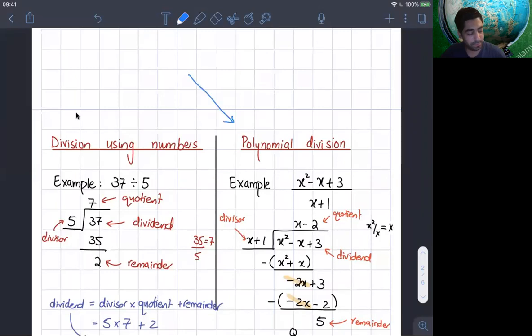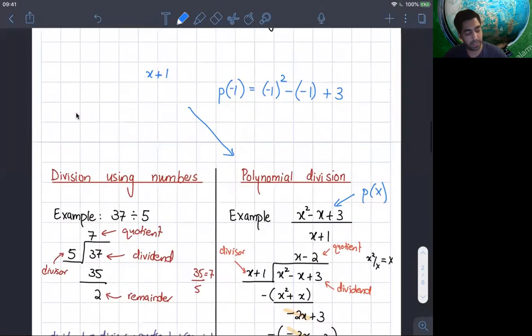In this example over here, we're dividing by x minus 1. That means we want to evaluate the function p, which is right here, at x is equal to 1. So when we do that, we get 1 squared. Sorry, this is x plus 1. So we're going to evaluate the function at p of minus 1. So x has to be negative 1, not plus 1. So it's minus 1 squared minus minus 1 plus 3. If you're a little confused as to what's going on, it's just x squared minus x plus 3, and everywhere you just plug in x is equal to negative 1.